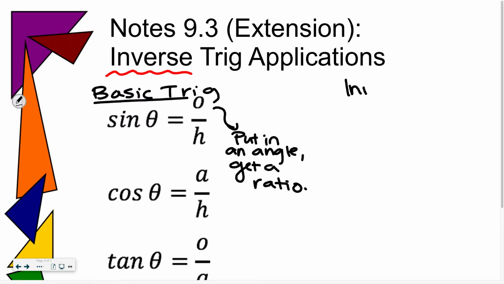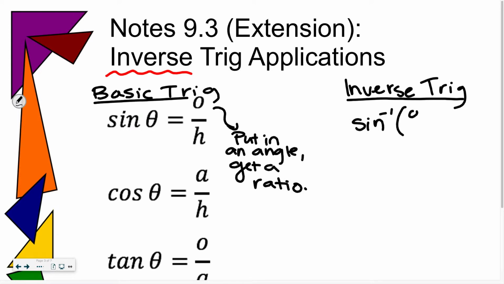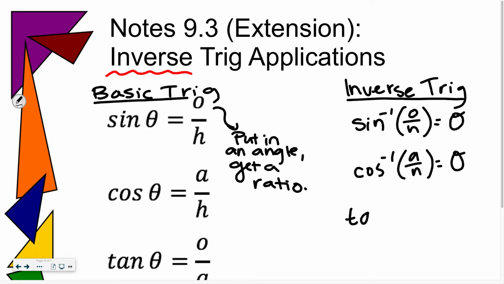Inverse trig says the inverse sine of opposite over hypotenuse is theta. The inverse cosine of adjacent over hypotenuse is theta. Or the inverse tangent of opposite over adjacent is theta. So it's working backwards. Instead of putting in the angle and getting out the ratio, we know what the ratio is, tell us what that angle was.